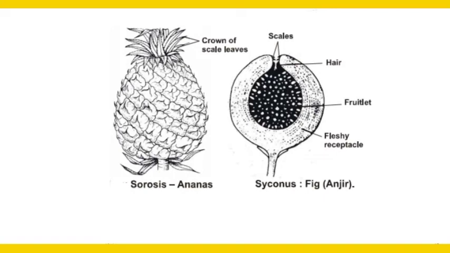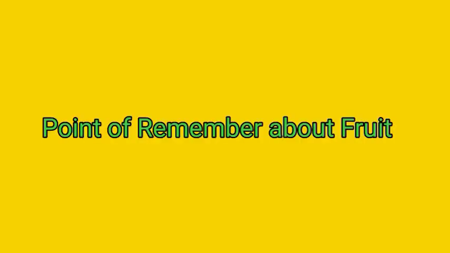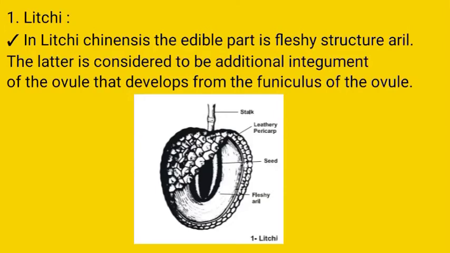Generally, composite fruits are called fruits, but technically we call them false fruits. Why? Because here not only the ovary, the entire inflorescence develops into fruit. Points to remember about fruit, which means some other extra information about fruit. Lychee. In Litchi chinensis, the edible part is the fleshy aril. The latter is considered to be an additional integument of the ovule that develops from the funicle of the ovule. Let's see the diagrammatic representation of the fruit lychee.